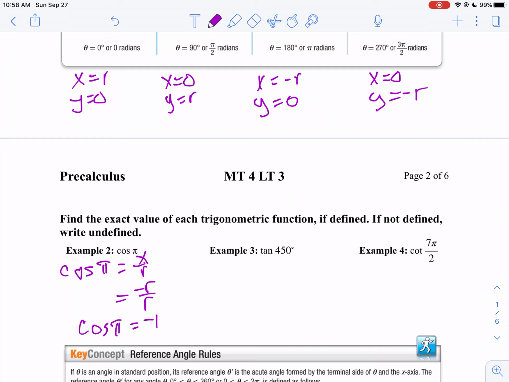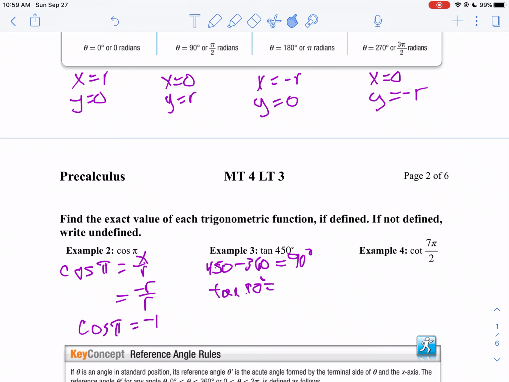Tangent of 450 degrees. Notice 450 is bigger than 360. So I'm going to take 450 minus 360. That'll be coterminal. So I'm really finding a 90-degree angle. So I'm really finding the tangent of 90 degrees.